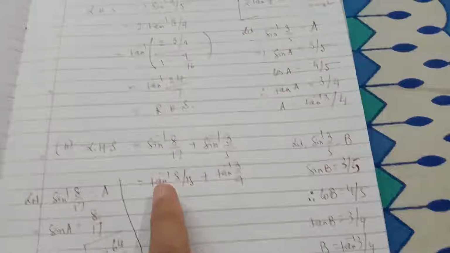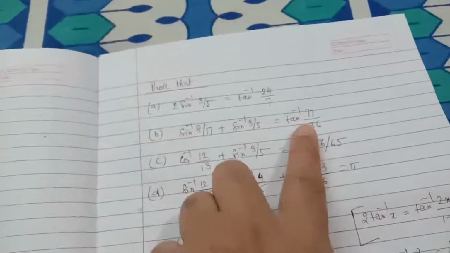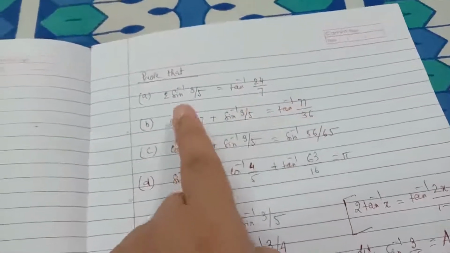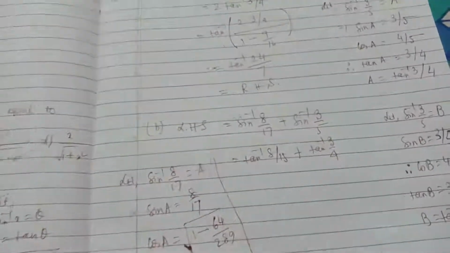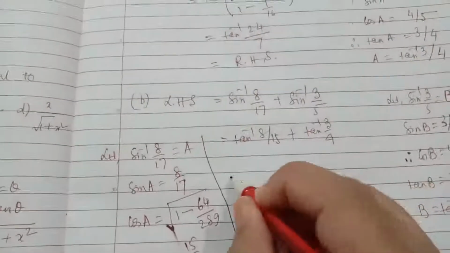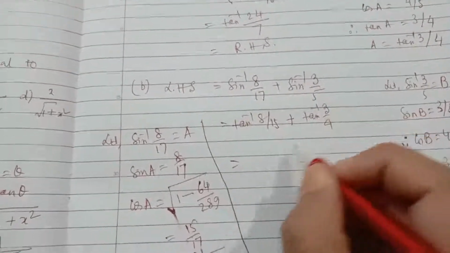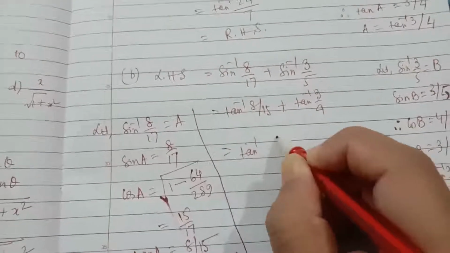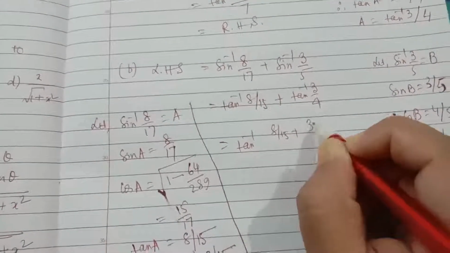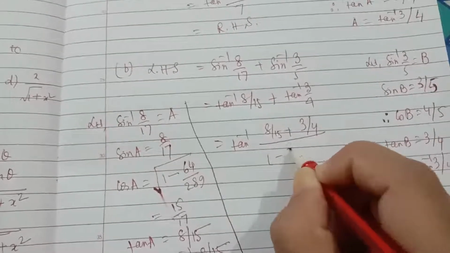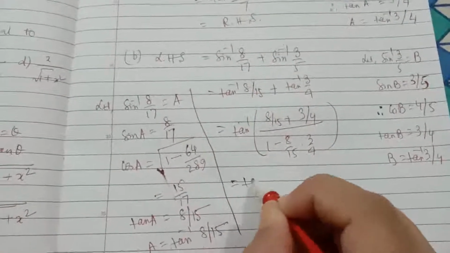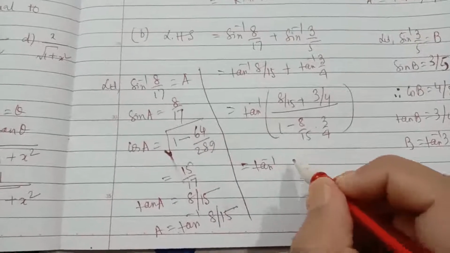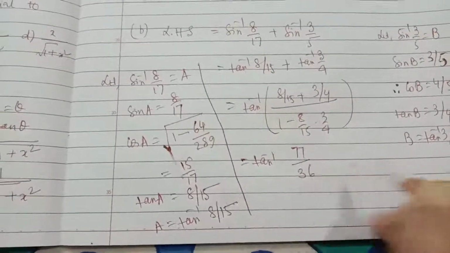Now, because we have to find the answer in terms of tan inverse, and only for that we have changed sine inverse to tan inverse. Now apply tan inverse of x plus tan inverse of y. You can check x into y here is 24 by 60, which is clearly less than 1. So tan inverse of x plus y by 1 minus xy. If we simplify, we will get this equal to tan inverse of 77 by 36.